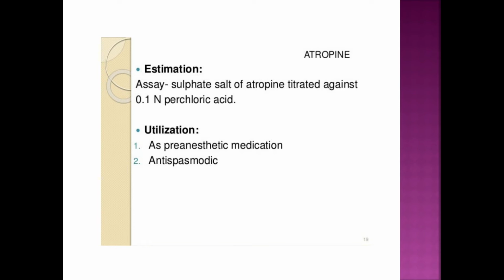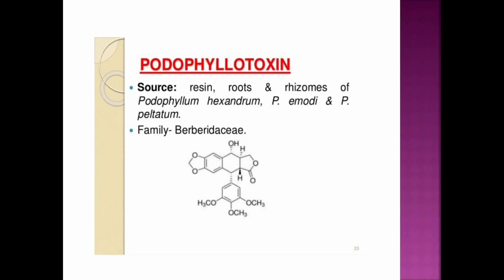Another estimation is done by using the assay. In the assay, the sulfate salt of atropine is titrated against 0.1 normal perchloric acid. Then utilization: atropine is used as a pre-anesthetic medication as well as an antispasmodic drug.